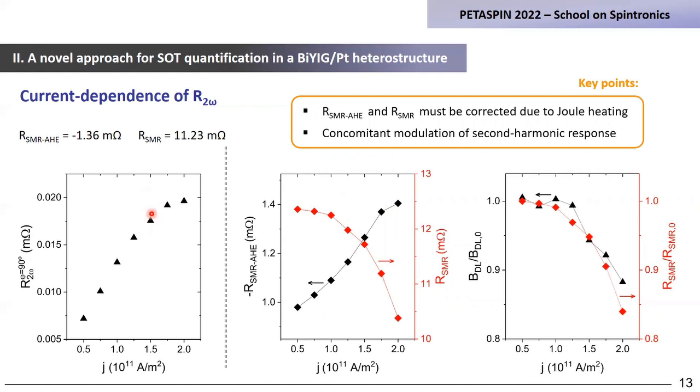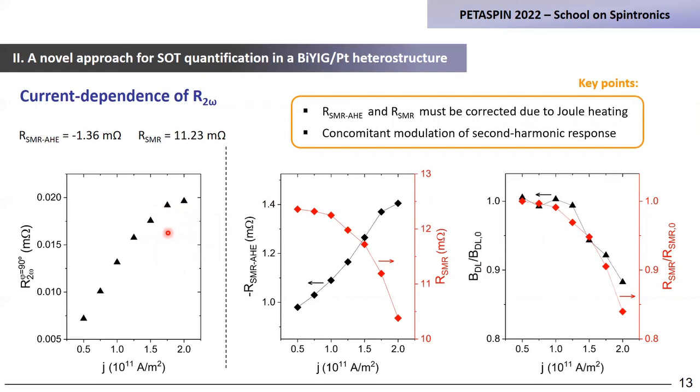So this fact really points to the modulation of the spin transparency at the interface by in-plane temperature gradients and Joule heat. This is further confirmed here in this graph, where we are plotting the variation of the damping-like torque and the spin Hall magnetoresistance parameter after normalizing over these values, which were obtained where no Joule heating is expected. The variation in both of these two parameters is seen to correlate pretty well. So this confirms that the modulation of the second harmonic response here at high current densities is strongly influenced by the Joule heating.